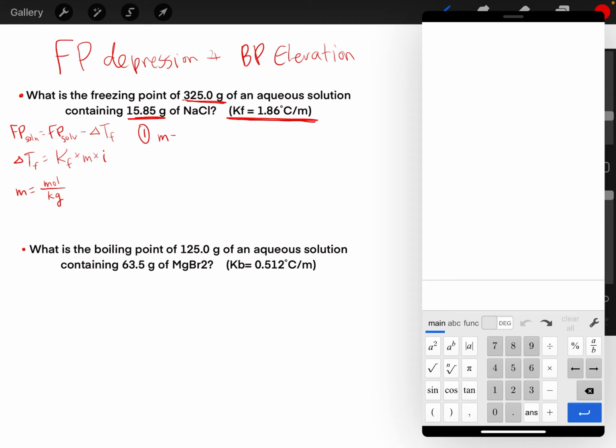So step one, we're going to find our molality. Molality is going to equal the moles of our solute, which was NaCl, over the kilograms of our solvent. So first thing I need to do is convert this guy right here, grams to moles. I'm just going to do it over here in the corner. I'm going to say 15.85 grams, divided by the molar mass of NaCl, which is 58.44.